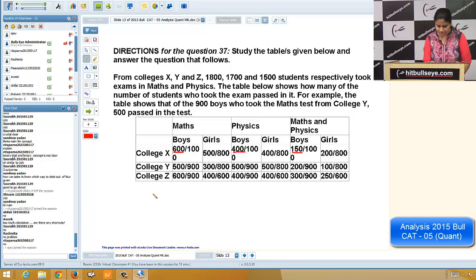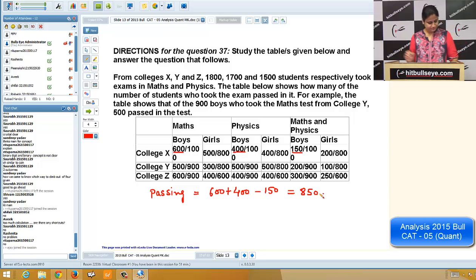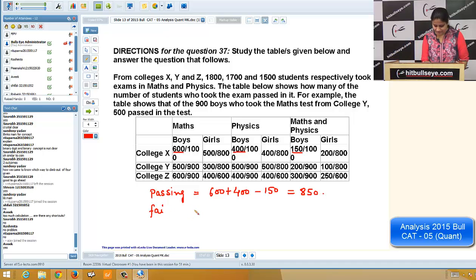So if we talk about the passing candidates in at least one subject, either in maths or in physics, it will be 600 plus 400 minus 150, which comes out to be 850. Are you getting me? Yes, Avik. It means failing candidates will be 1000 minus 850, which comes out to be 150.